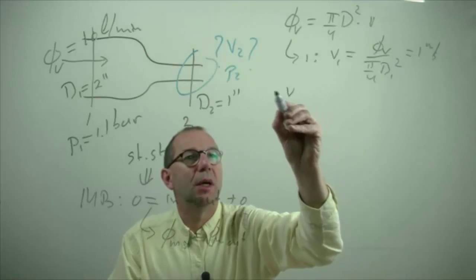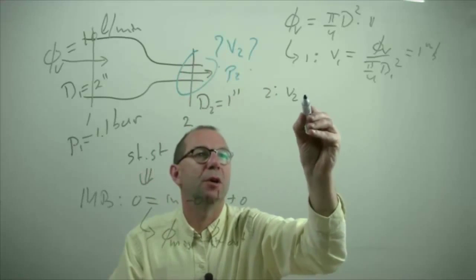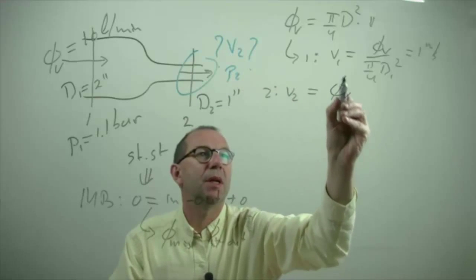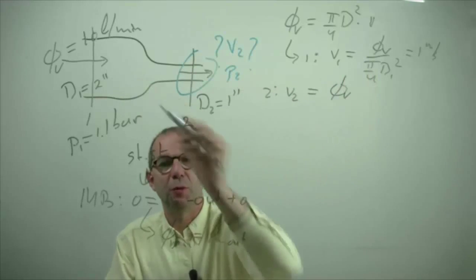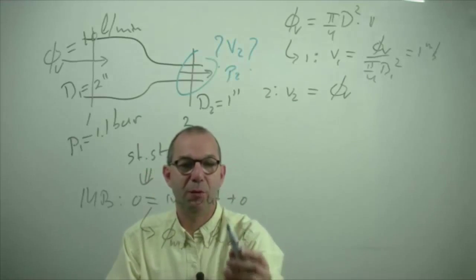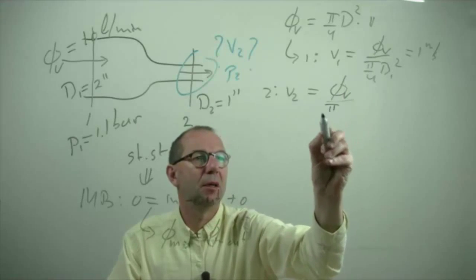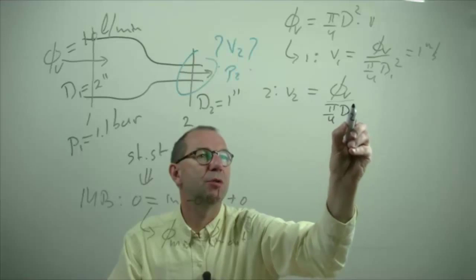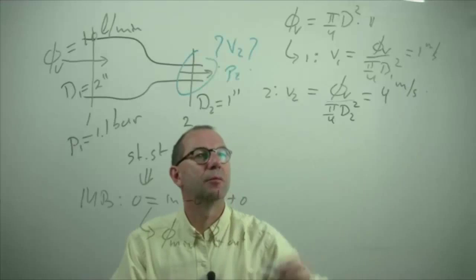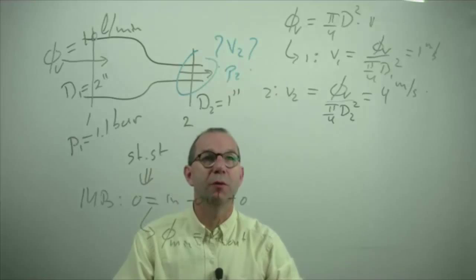V2 at position 2 here, the one that I would like to know, can we compute it in a similar way? It is the volume flow there, but that's the same as the volume flow at point 1, which I learned from the steady state mass balance. Density of water doesn't change, so if the mass flows are the same, then the volume flows are the same. But obviously the area is reduced by a factor of 4, and thus the velocity goes up by a factor of 4. Okay, I've solved the first question, what is the velocity?